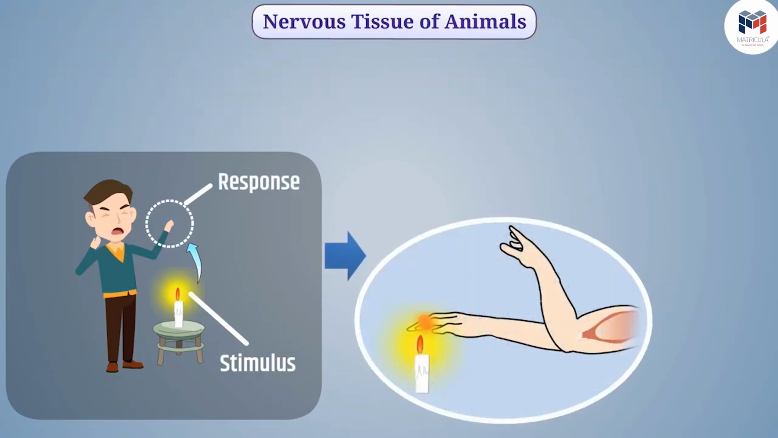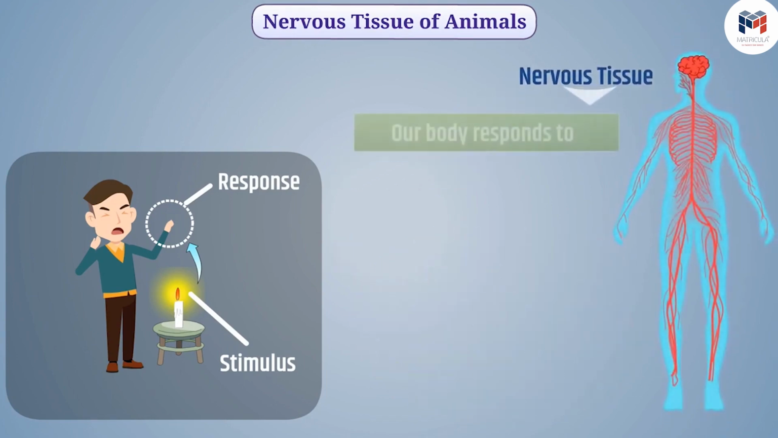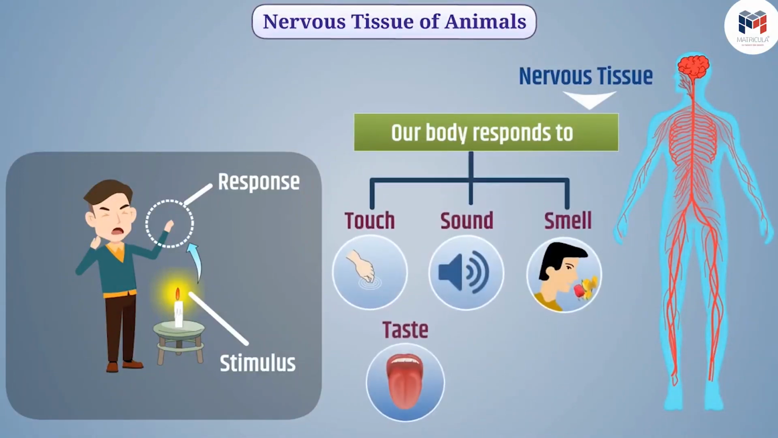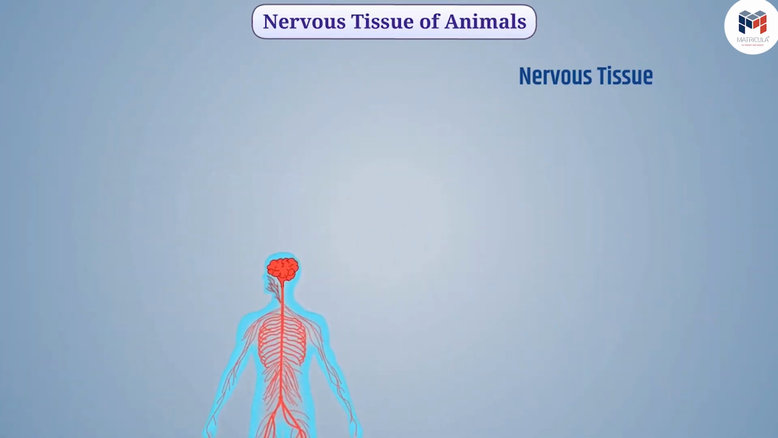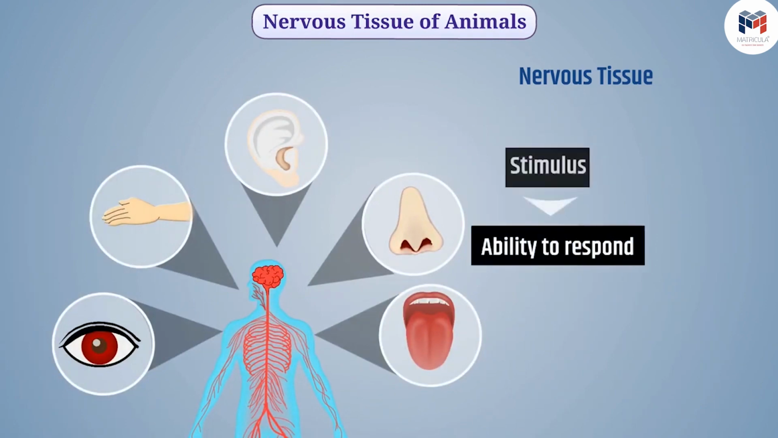Here, information from skin cells reaches the muscle cells of the arm and movement takes place. This work is performed with the help of nervous tissue. The nervous tissue present in our body responds to touch, sound, smell, taste, and vision. Therefore, all cells of the body have the ability to respond to stimulus.